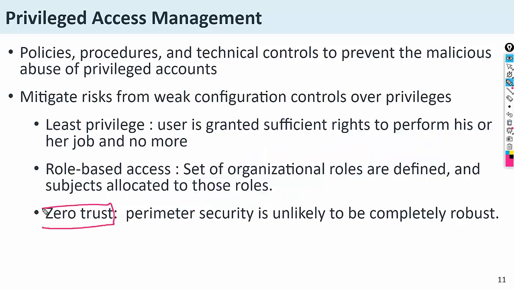Zero trust is a type of security. You can say this is completely robust, meaning you can trust. You have 100% trust in this particular data, particular traffic, particular user or particular server.